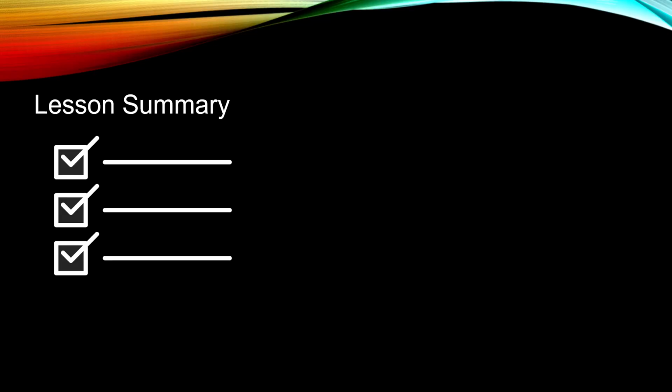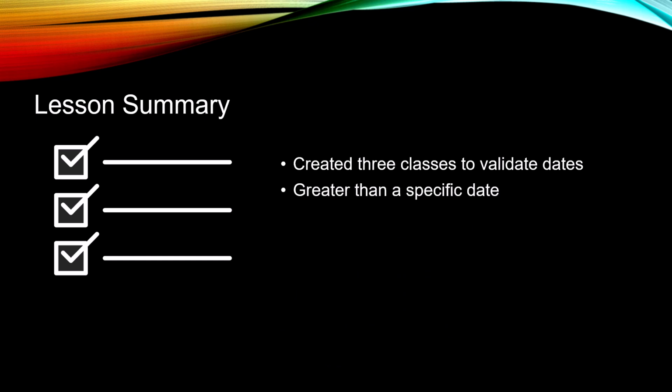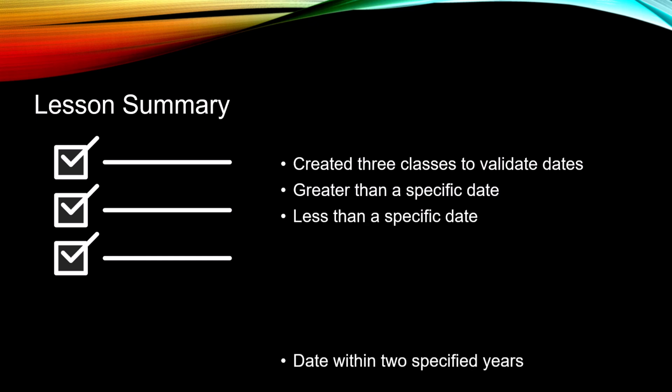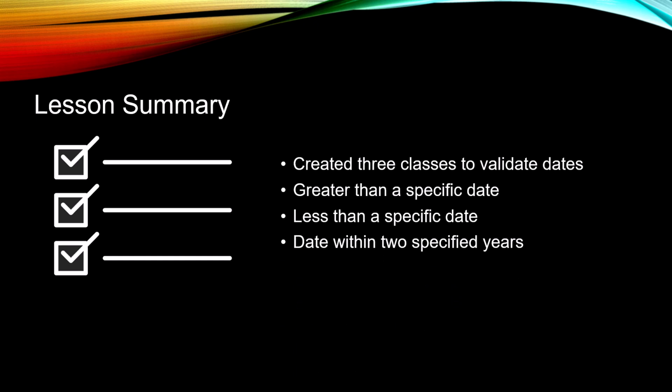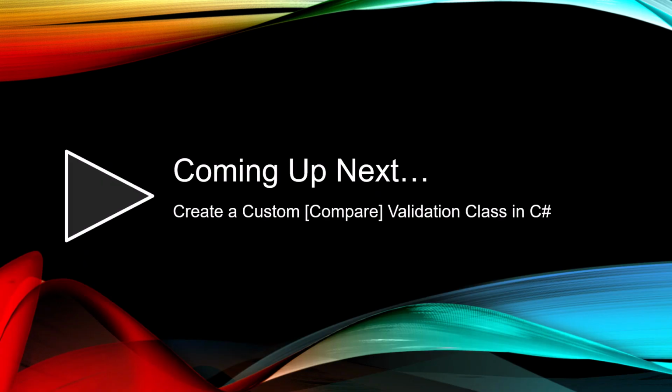01/16/2022 and 01/16/2029. In this lesson, we created 3 classes to validate dates. We did a greater than a specific date, we did a less than a specific date, and a date within 2 specified years, all by inheriting from the ValidationAttribute class. Coming up next, create a custom compare validation class in C#.